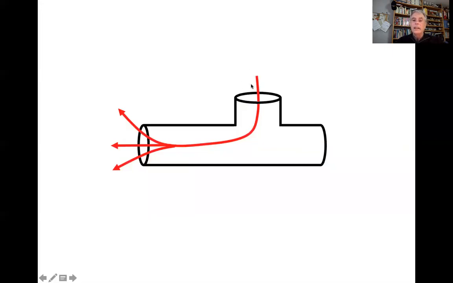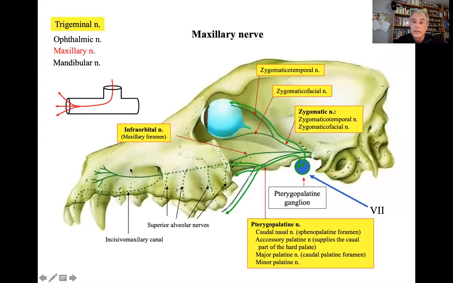Next is the maxillary nerve. You see, this is important to identify. This represents the round foramen that leads to the alar canal. So the maxillary nerve enters the round foramen and gets into the alar canal. And prior to exiting the alar canal, it branches into the three branches of the maxillary nerve.